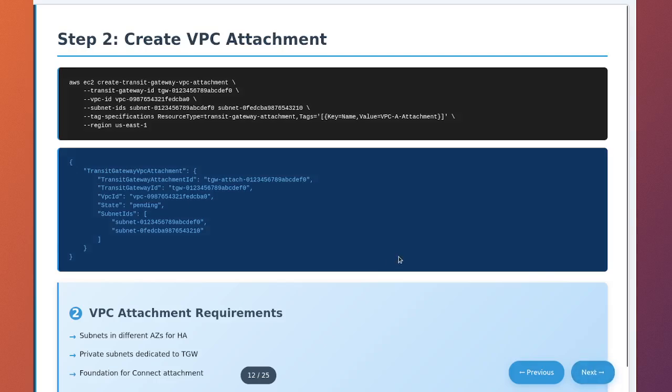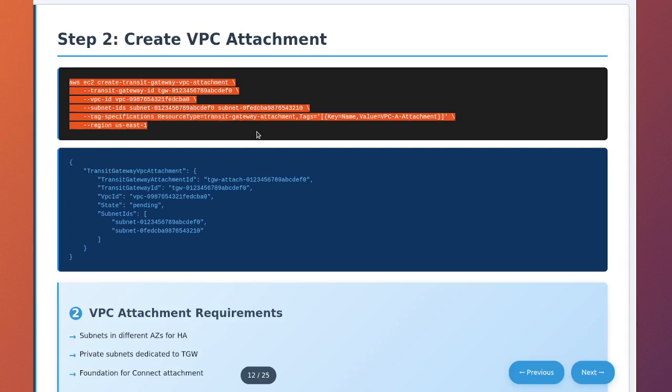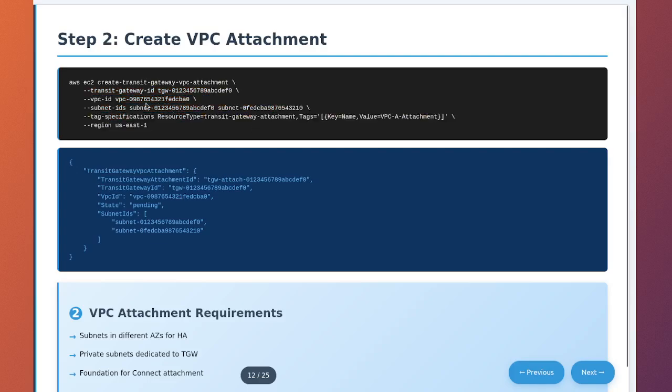Step 2. Create VPC attachment. The VPC attachment is what connects your VPC to the transit gateway. You need to specify subnets in different availability zones for high availability. Choose private subnets dedicated to transit gateway attachments. These subnets won't host any EC2 instances, they're just for the network infrastructure.